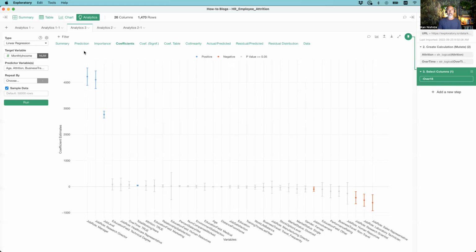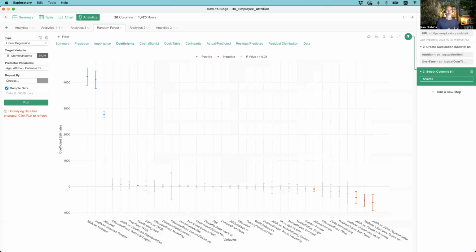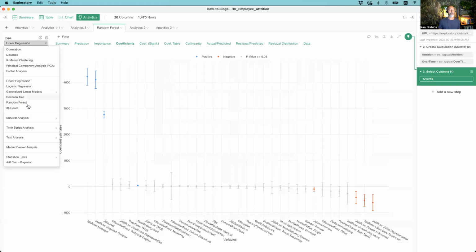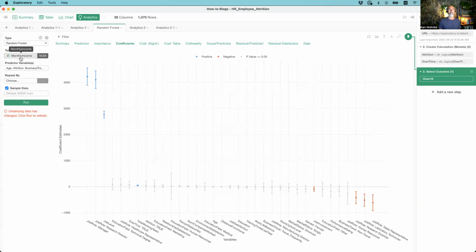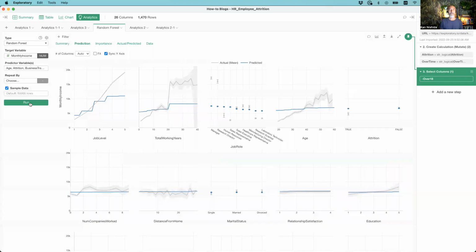Having said that, I'm going to create a machine learning model for the same data, with the same combination of variables. Instead of creating from scratch, I'm going to copy this by selecting duplicate, and name it random forest. Let's create a similar model with a different algorithm. Once it's copied, I'm going to change it to random forest, keep the target variable and predictor variables the same way, and click the Run button. Now here is a random forest model being created.